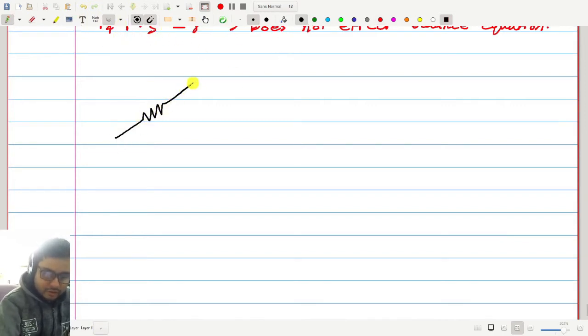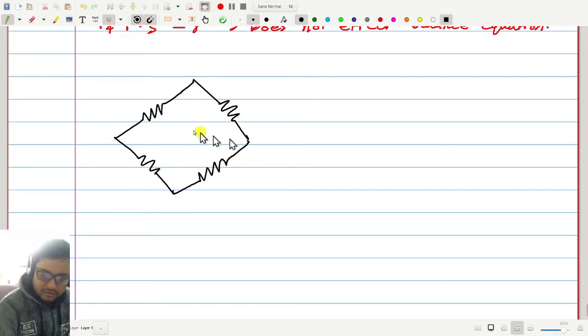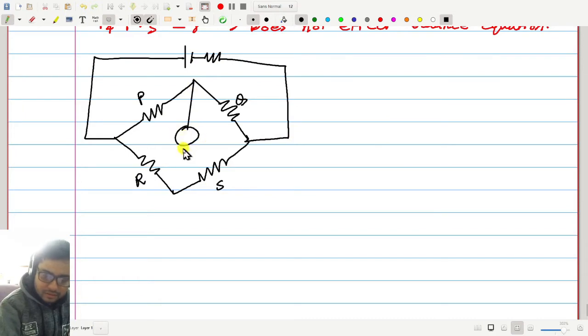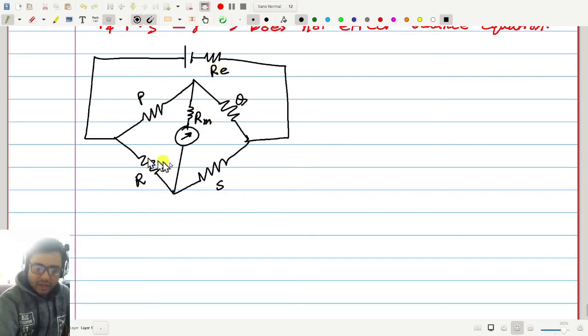If we draw a Wheatstone bridge, this battery can have a resistance. This meter can also have a resistance. Okay. Now, if you find the balance equation, how do you find the balance equation? You basically equate this potential to this potential and apply potential divider rule.